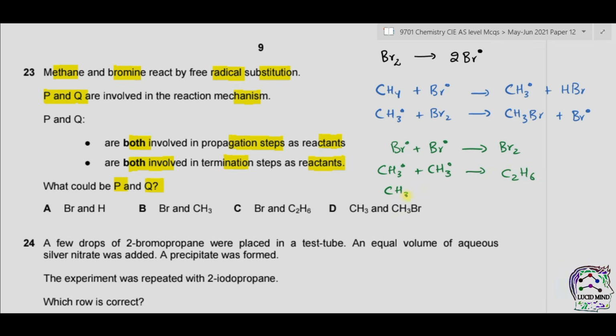Or CH3 radical can also react with Br radical to form neutral methyl bromide. Now P and Q are both involved in termination steps, and in termination steps we can see that all radicals are present. These radicals are also present in propagation step. So the correct answer could be CH3 and Br.